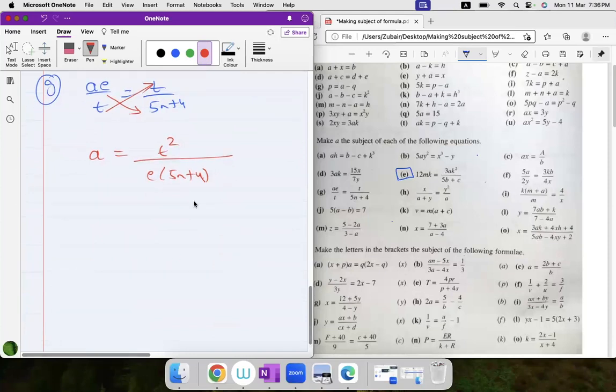Okay, now starts the fun part. H part says x over a plus y is equal to y squared over a. Now we have to make a the subject, and I can see two of them.